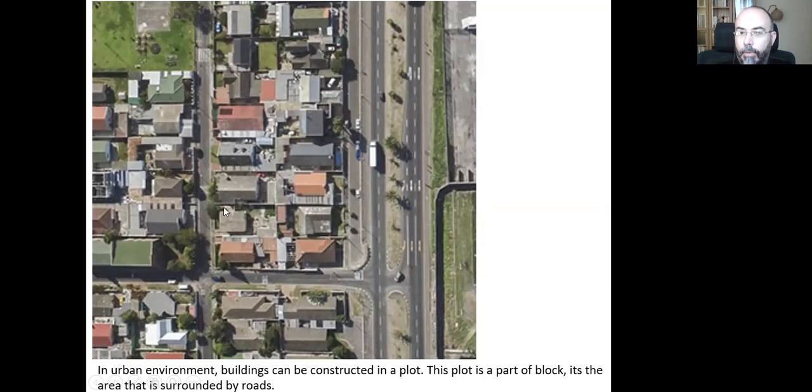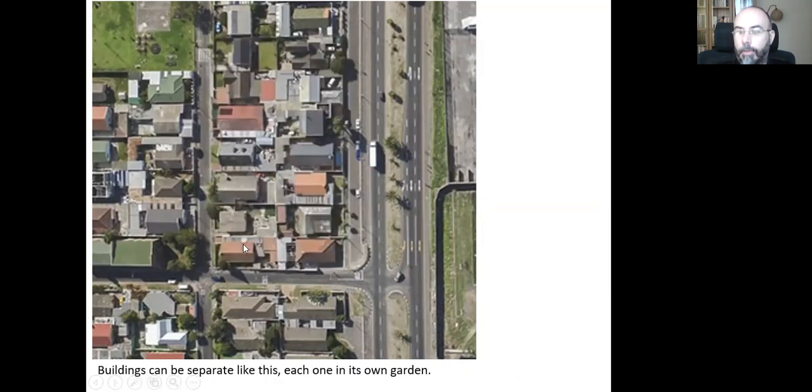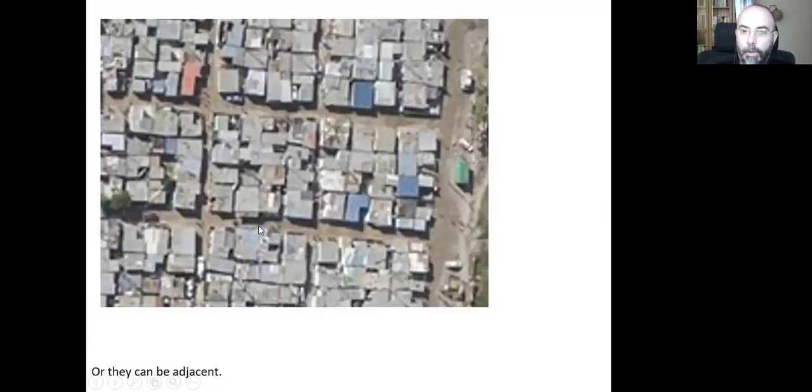And in this example, we see that buildings are separated. They have their own garden. Here, this building is separated from this one with a garden, with its plot. And this one here, so these are the separated buildings. This defines an order.